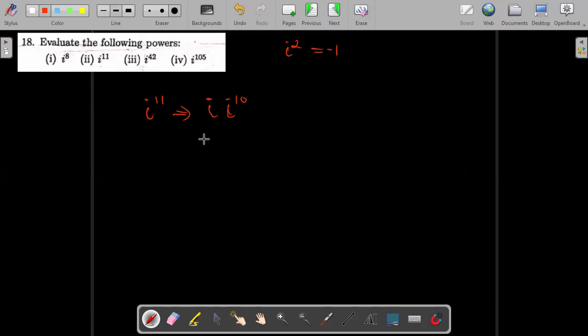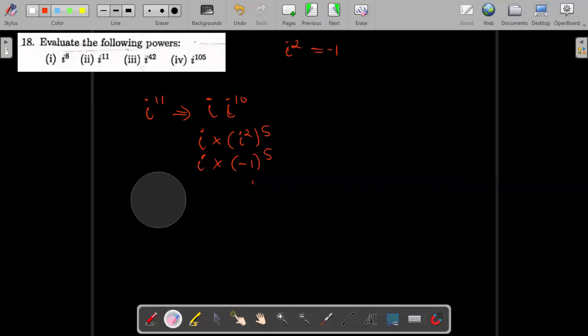From here, I can rewrite the i to the power 10 part as i squared to the power 5, because when I multiply 2 by 5, it gives me 10. Then I have i multiplied by, where there's i squared, I replace it with -1 to the power 5. This -1 to the power 5 is an odd power, and an odd power always gives you a negative value. So you just get i multiplied by -1, which gives negative i. So that's how you simplify this.